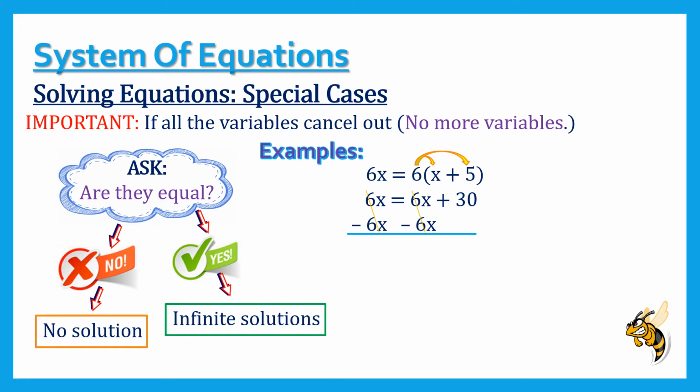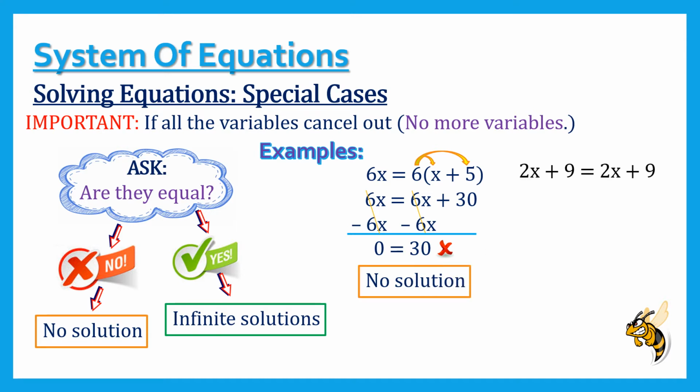They turn out to be additive inverses, so they cancel out each other. So therefore, I now have 0 equals 30. There are no more variables, so I'm going to stop and ask, is 0 equal to 30? And the answer is no. So therefore, the answer to this equation is no solution.